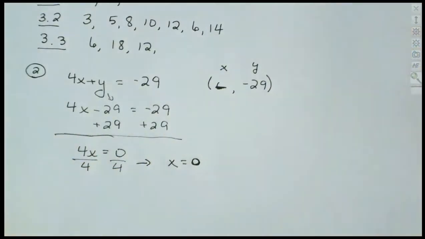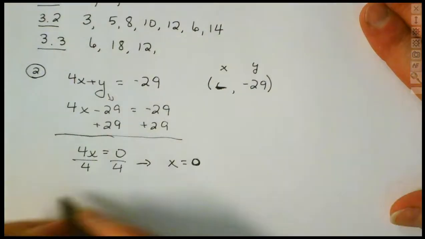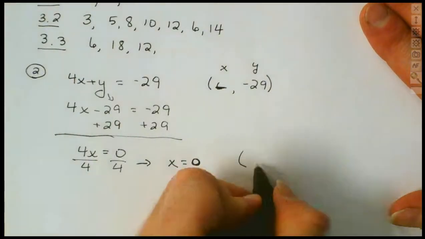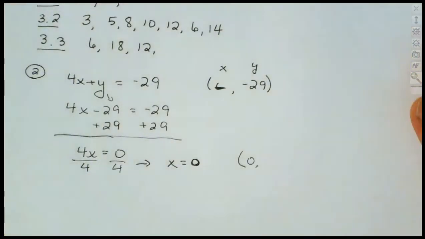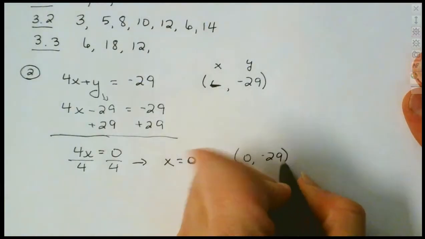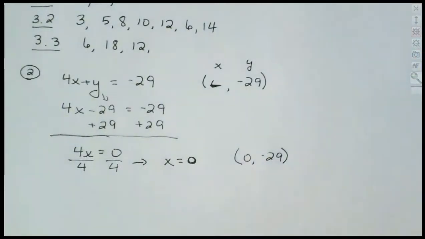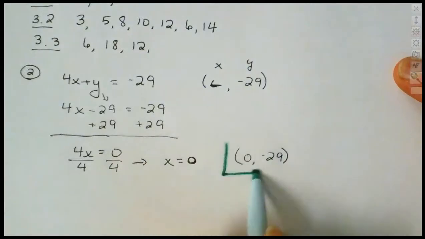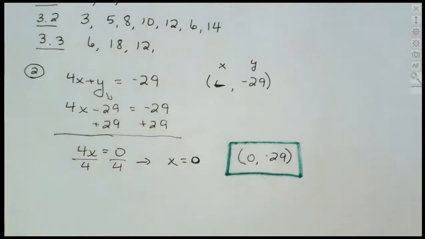So what does my ordered pair look like? Well, we've got the x component. We need to go ahead now and get the y component we found and put our ordered pair back together. Okay, so we've got our x component. We're going to rewrite that as 0. That's my x component. And my y component there is negative 29. So we plugged in one value, and we got the other value.